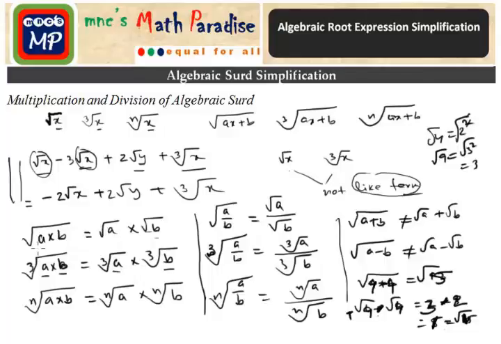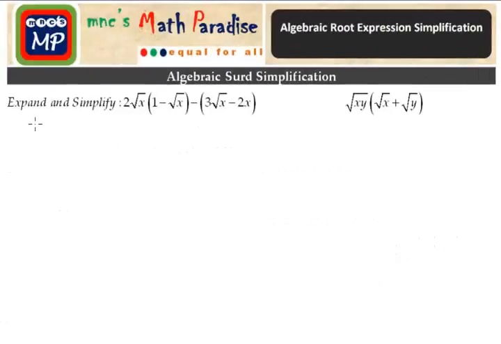So root over can be distributed when the terms or expressions are multiplied or divided, but they can't be distributed when terms or expressions are added or subtracted together. So we will use these formulas to simplify algebraic surd expressions, and we will do a few examples in the following slides. Let us do 2 examples on algebraic surd expression simplification.